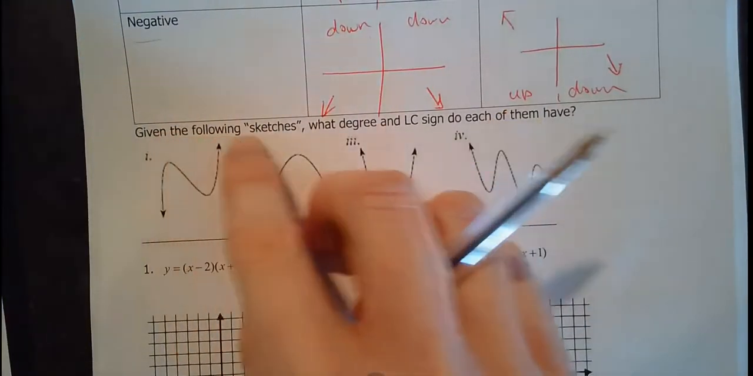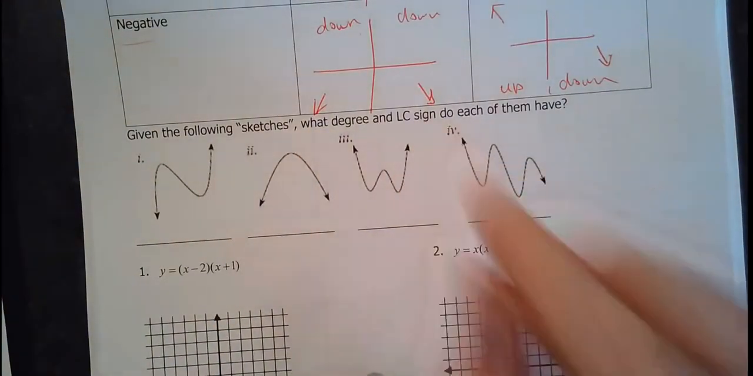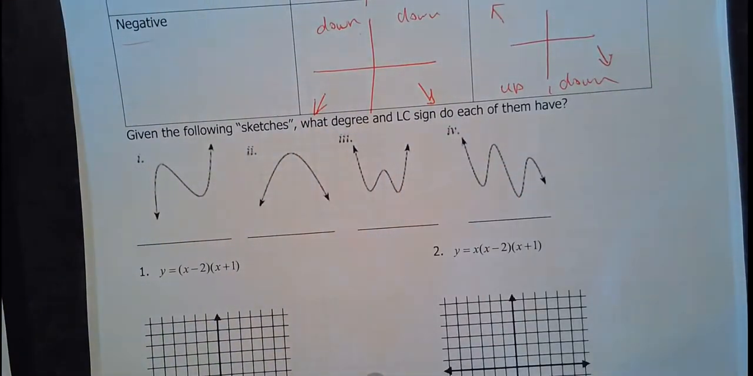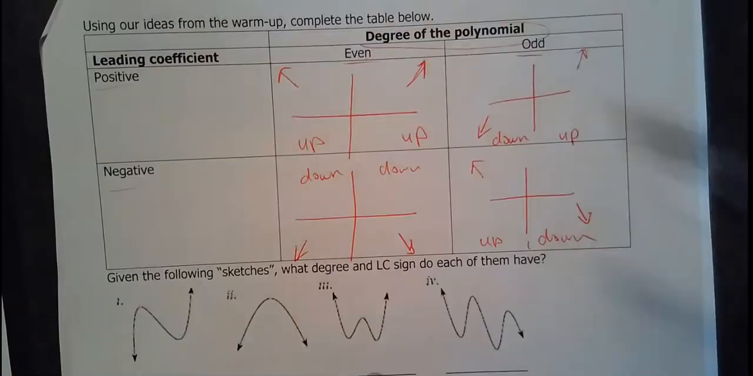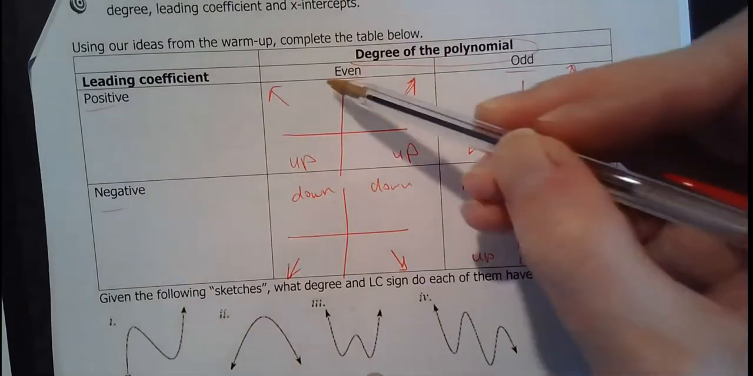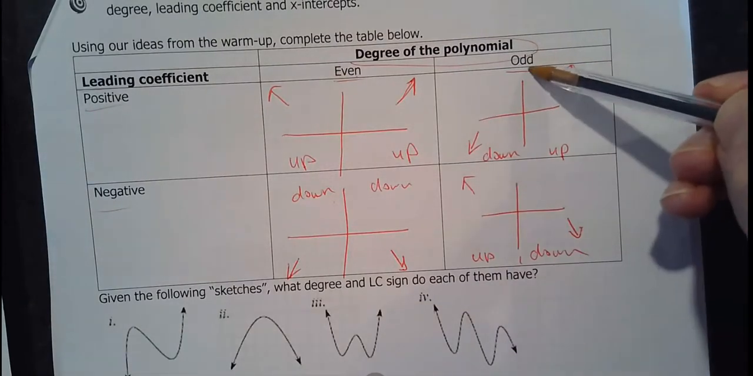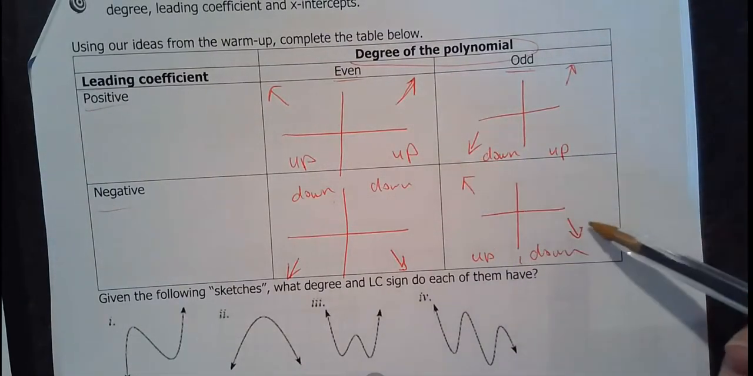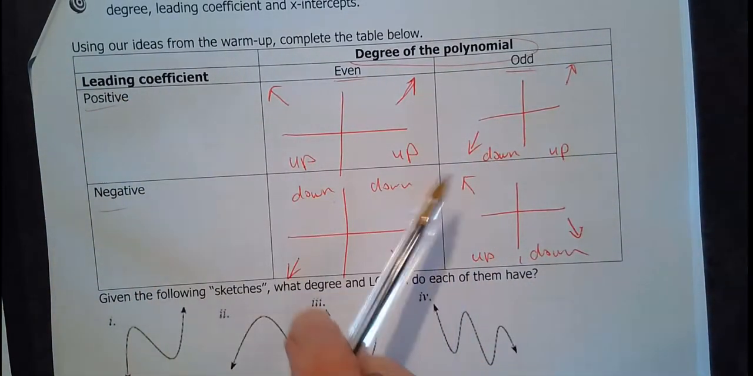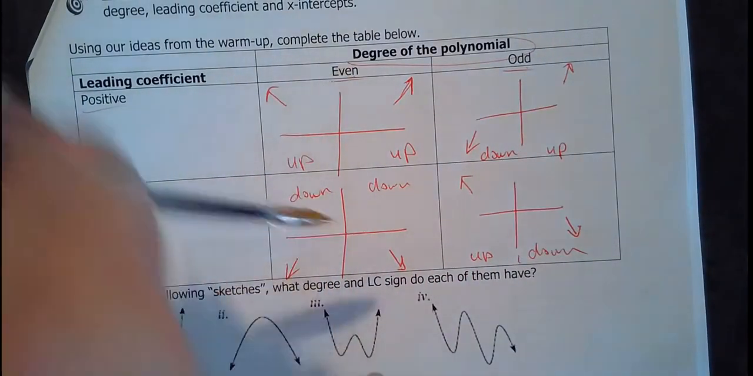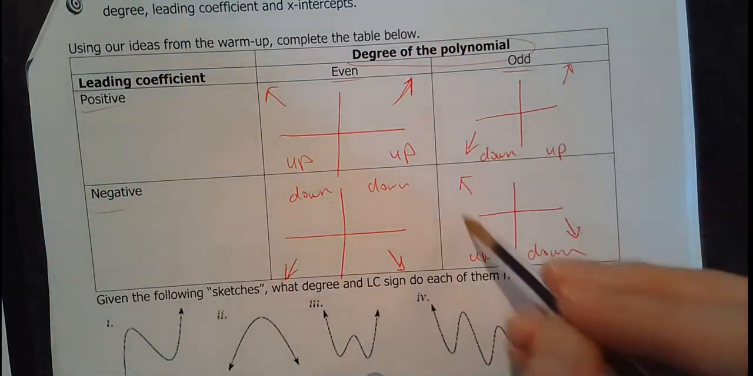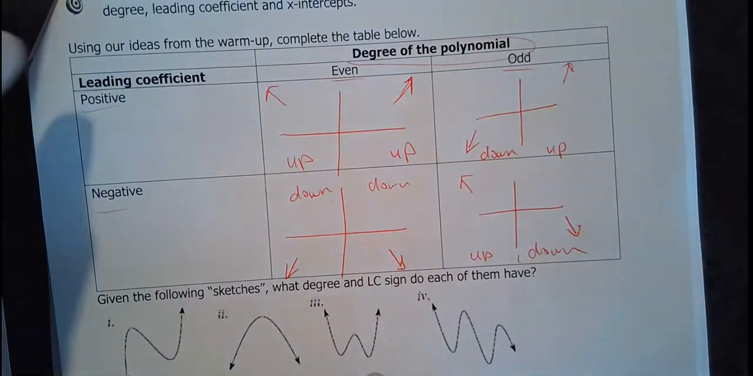Okay, so given the following sketches, what degree and leading coefficient sign do each of them have? For this first one, they go in opposite directions. I should have said this too. Odd, we said even was same direction. Odd is opposite direction. And if it's positive, think of it as positive slope going up and to the right. So it's going down and up. And if it's negative, it's kind of like negative slope going down and to the right. So it has this kind of shape. That's how I remember it anyway.